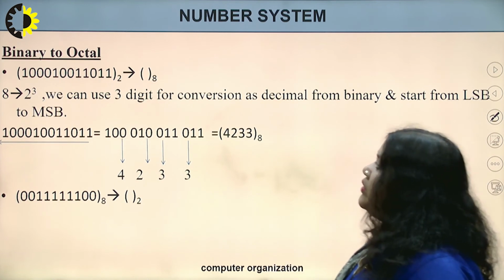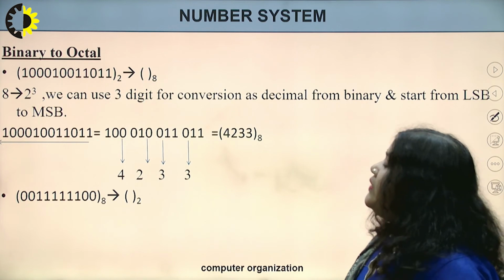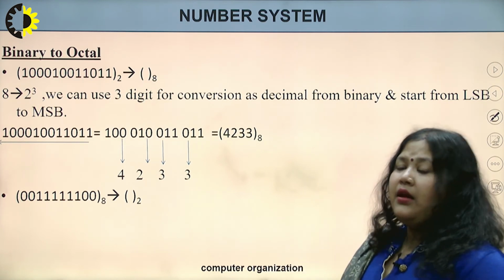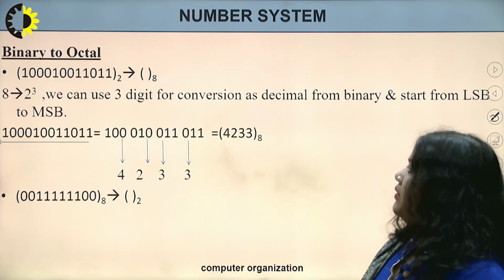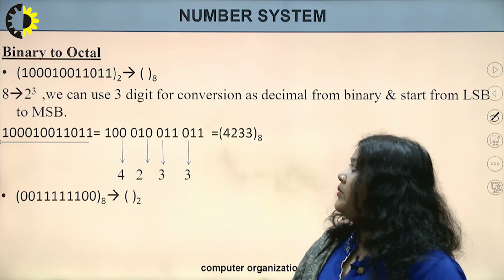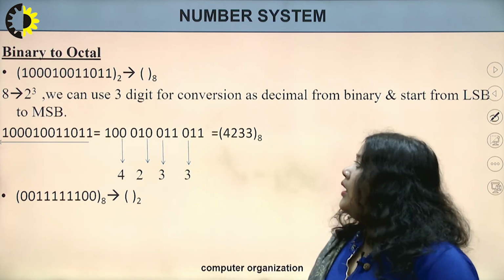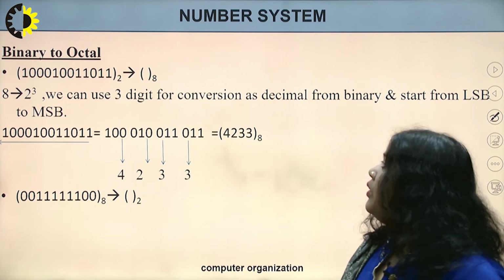Now the next conversion is binary to octal. Binary to octal means base 2 converted to base 8. When we have to convert from base 2 to base 8, then again we take groups of 3 digits. So we group the 3 digits as a combination for defining the number from binary to octal.